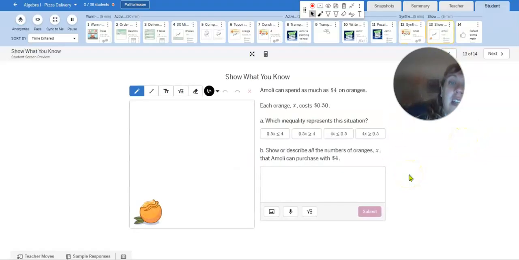Finally, slide 13 says Amali can spend as much as $4 on oranges. Each orange, x, costs 50 cents. Which inequality represents this situation? So I want you to try this one on your own. Feel free to show your work about how you're getting there. And then you're going to show or describe all the number of oranges that they can purchase with $4.